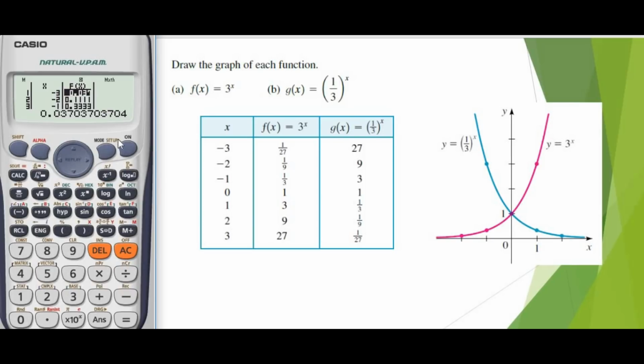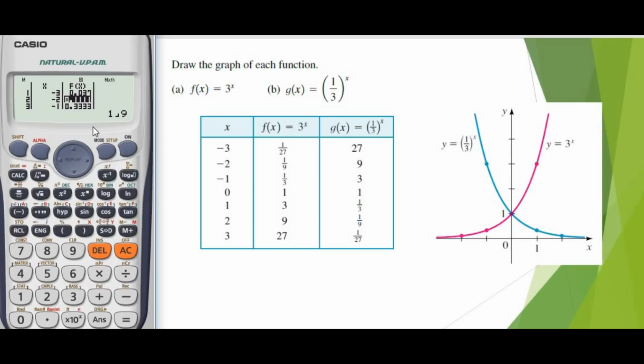So this is in decimal form. We'll press SD, and there we have it. For f of x when x equals -3, f of x is equal to 1/27. So that is how we get this value. So we automatically have the corresponding values for our f of x. When x is equal to -2, we have 0.111. We press SD, then we have 1/9, which is exactly this value here.